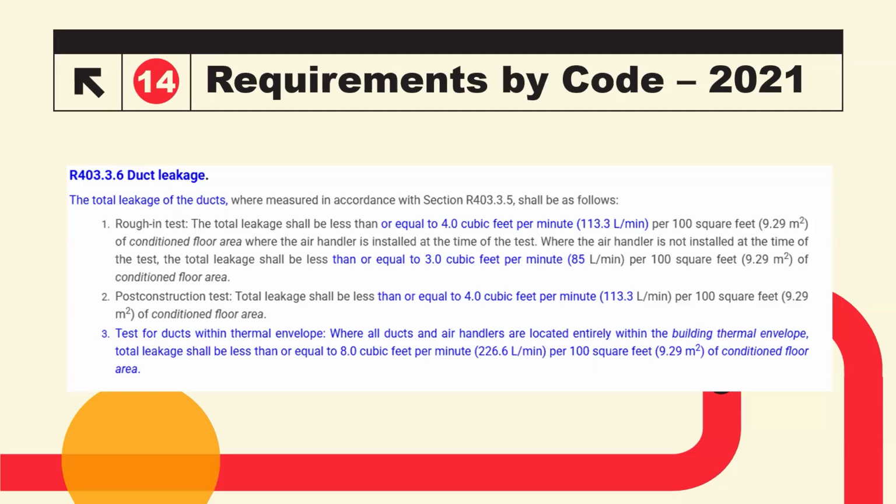Then, of course, also new to the 21 is even if you have ducts in conditioned space, they still have to be tested, but they're allowed to leak basically double the leakage of what is allowed for one that's in an open space or out of the conditioned space. It's 8 CFM per 100 square feet of conditioned floor area. So a lot of times that's easier said than done.